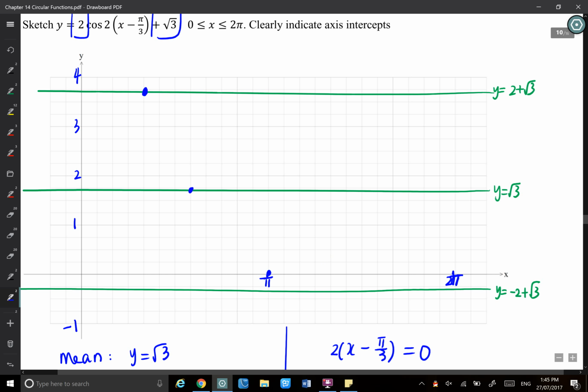And go next 3. 1, 2, 3. This one will go to the minimum. 1, 2, 3. Go to mean back. 1, 2, 3. You go to the max. 1, 2, 3. Here. 1, 2, 3. You just keep counting.